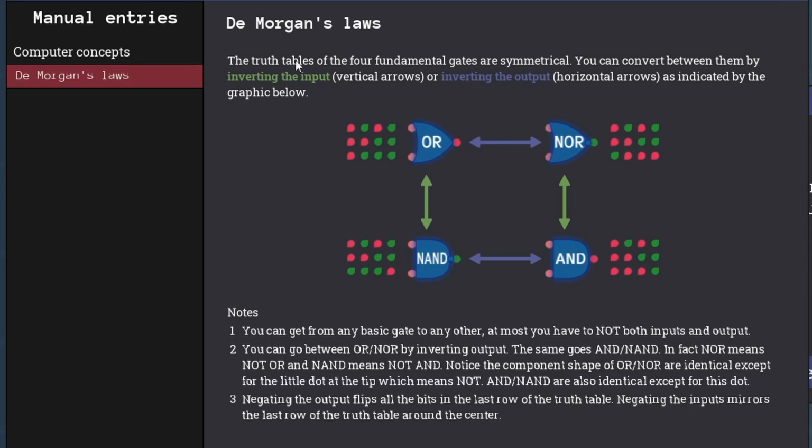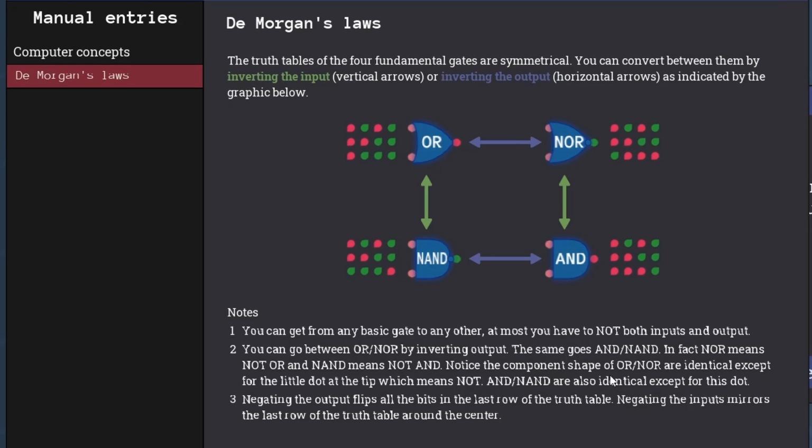Oh, I remember this. The truth table of the four fundamental gates are symmetrical. You can convert between them by inverting the input, vertical arrows, or inverting the output, horizontal arrows, as indicated by the graphic below. You can get from any basic gate to any other. At most, you have to NOT both inputs and outputs. You can go between OR slash NOR by inverting output. The same goes for AND and NAND. NOR means not OR, and NAND means not AND.